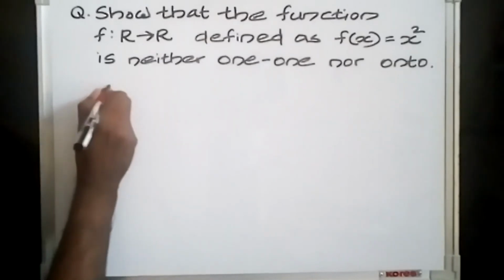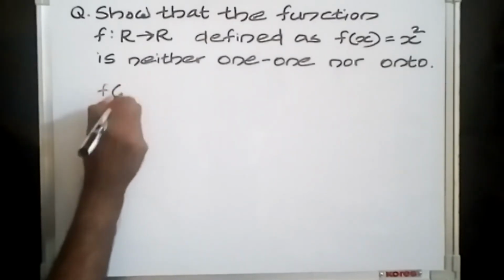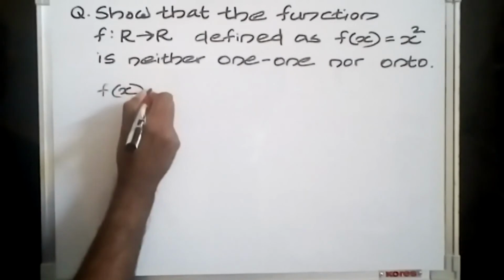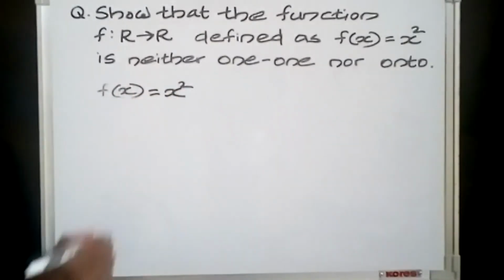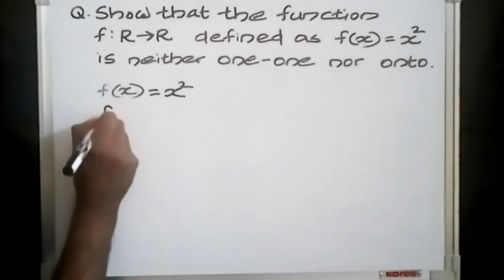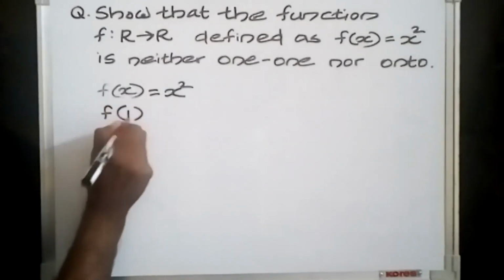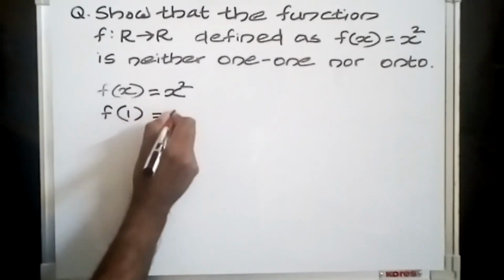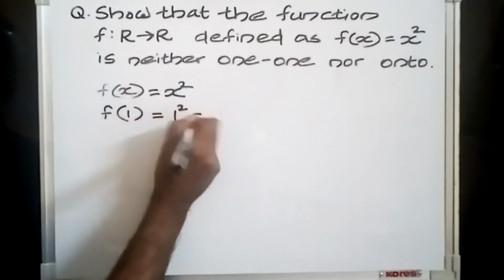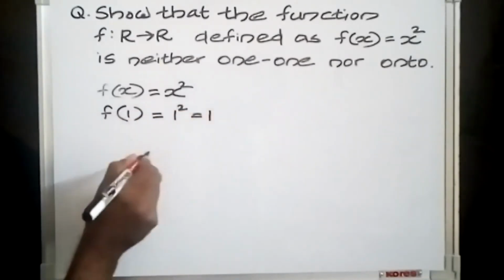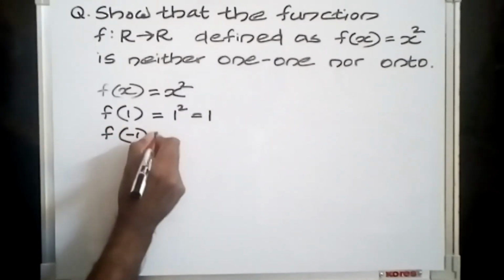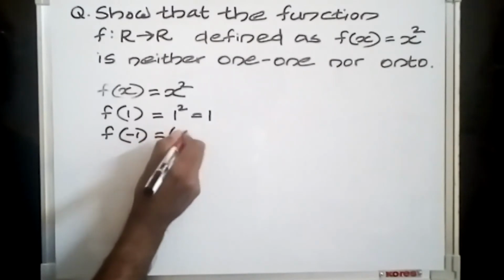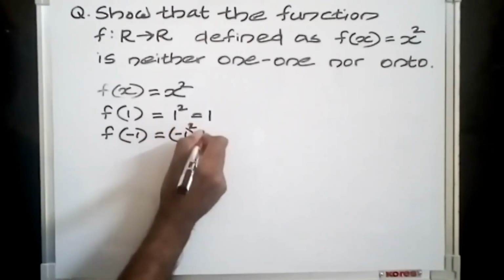f of x equal to x squared. What is f of 1? The image of 1, f of 1, is 1 squared, which equals 1. And what is f of minus 1? f of minus 1 is minus 1 squared, which equals 1.